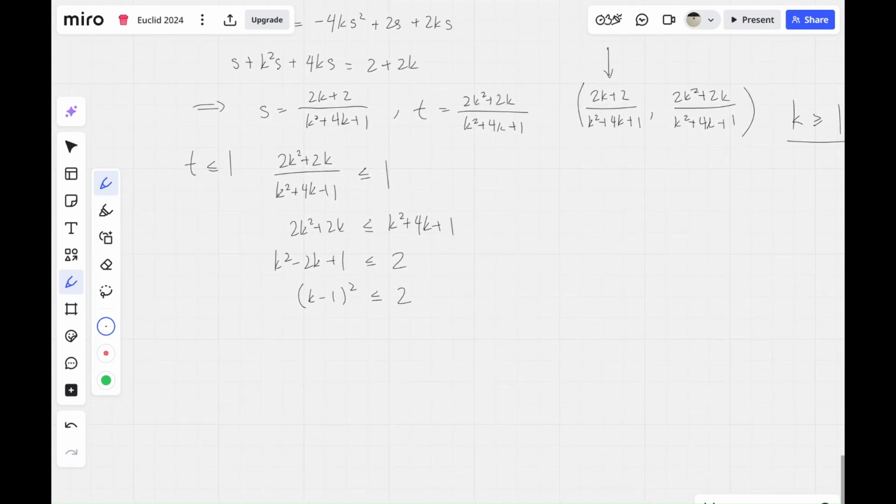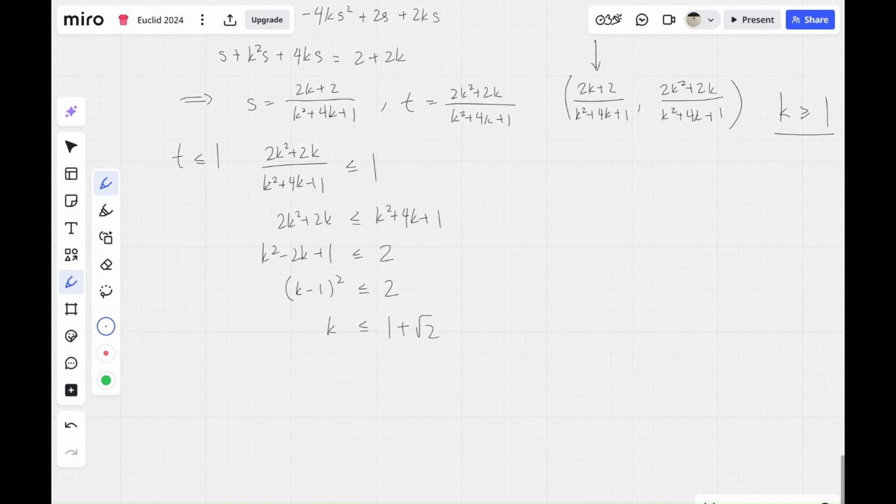Since k is at least 1, this piece is positive, so we can take a square root to get that k is less than or equal to 1 plus root 2. Therefore, we have the bound of 1 is less than or equal to k is less than or equal to 1 plus root 2. Since k can be any rational number, since it's the ratio of two rational numbers, we do indeed have infinitely many rational numbers in this range.